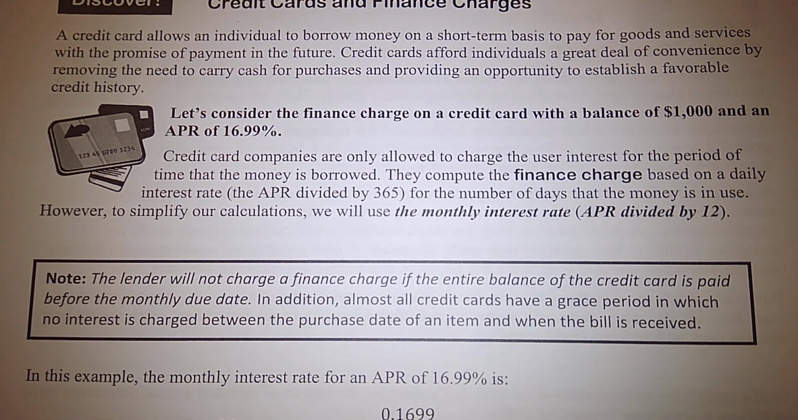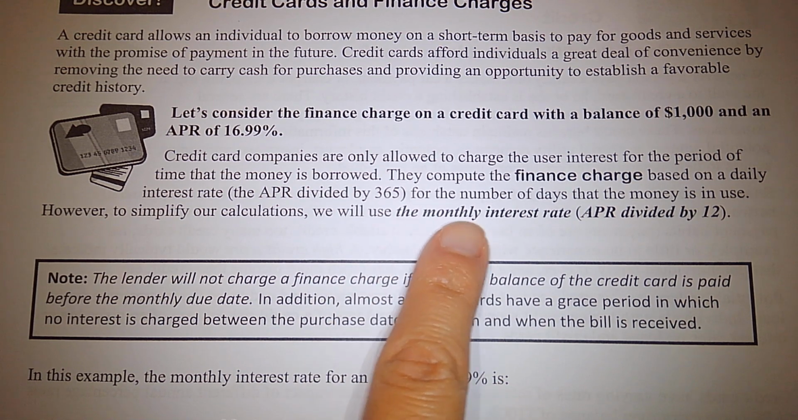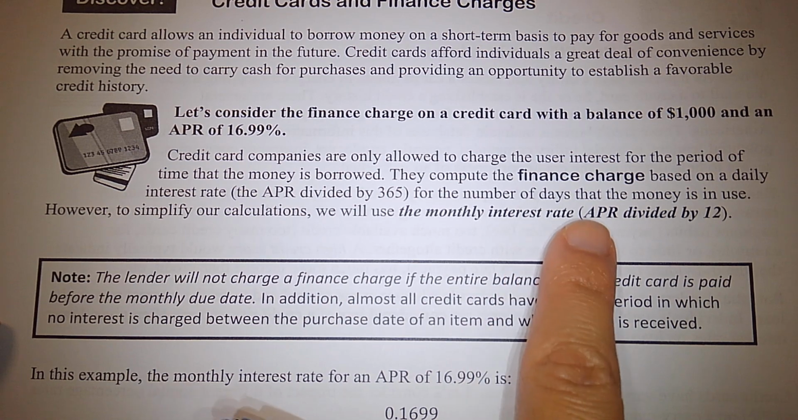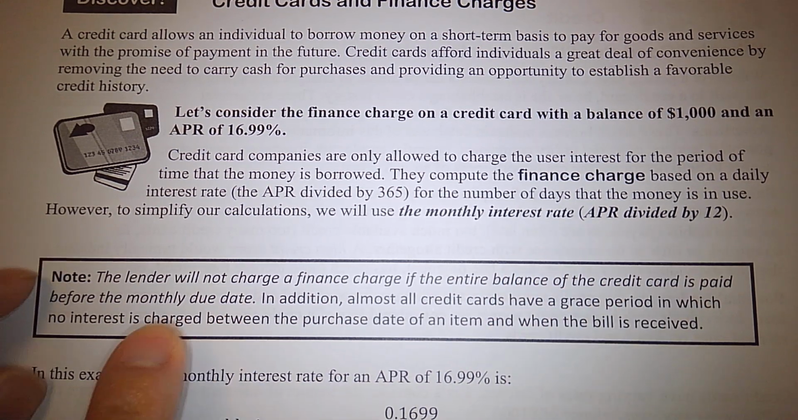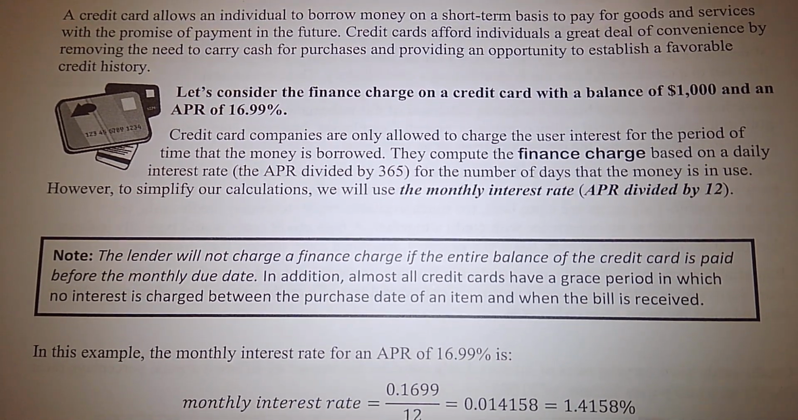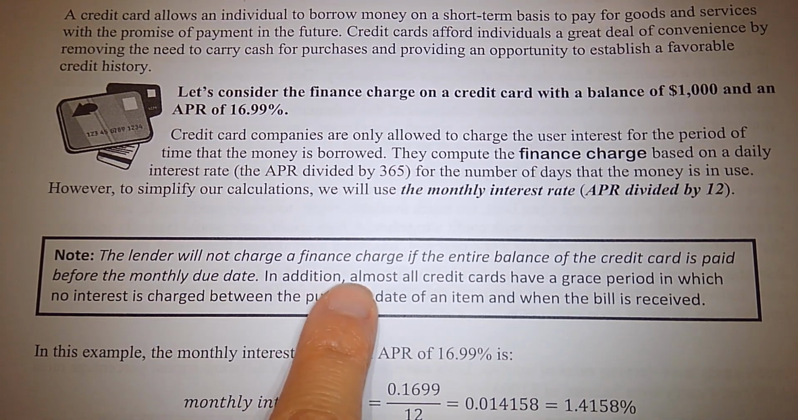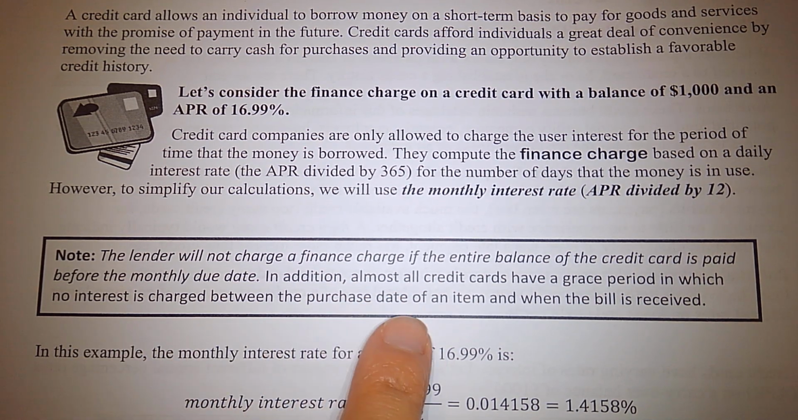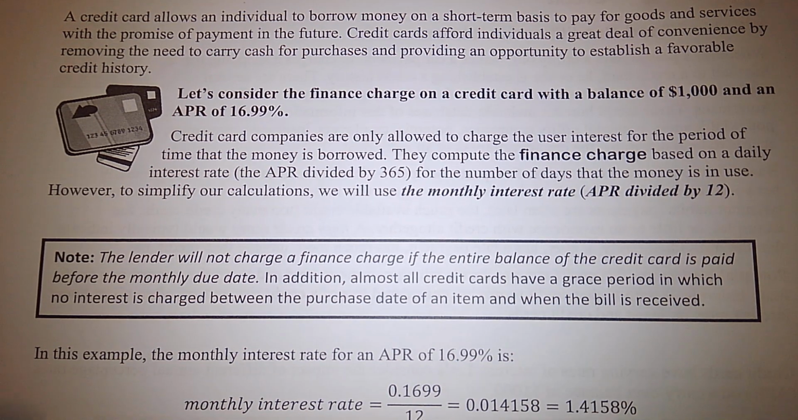Credit card companies are only allowed to charge the user for money borrowed. They compute the finance charge based on a daily interest rate, the APR divided by 365, for the number of days that the money is in use. However, to simplify our calculations, we will use the monthly interest rate, APR divided by 12. Also, the lender will not charge a finance charge if the entire balance of the credit card is paid before the monthly due date. In addition, almost all credit cards have a grace period in which no interest is charged between the purchase date of an item and when the bill is received. Okay, very good. Thanks so much.